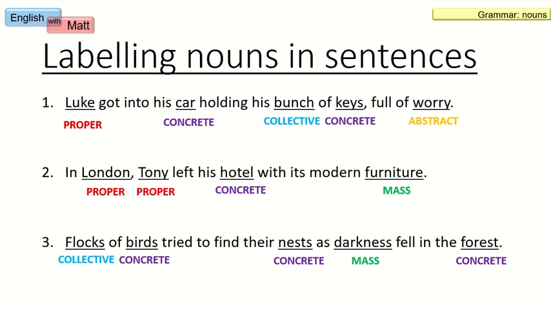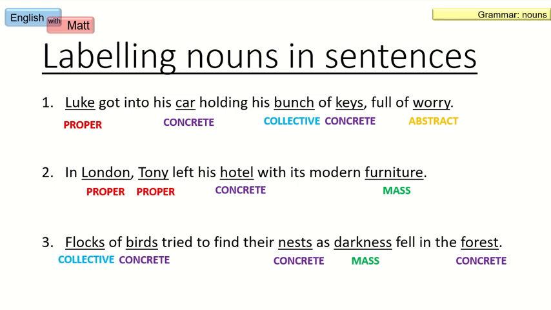We've got Luke, London, and Tony, all of which are proper nouns, not only because they begin with a capital letter, but because they are referring to people or places, so they are proper nouns. We have a fair few concrete nouns: car, keys, hotel, birds, nests, forest, because those are all things that are everyday items.